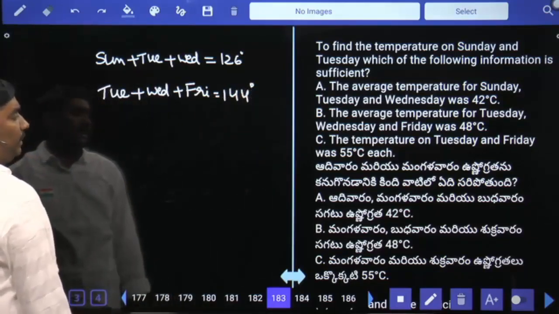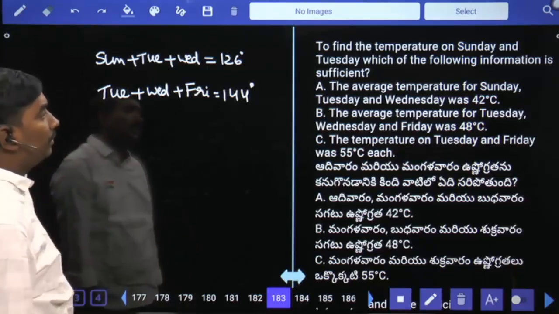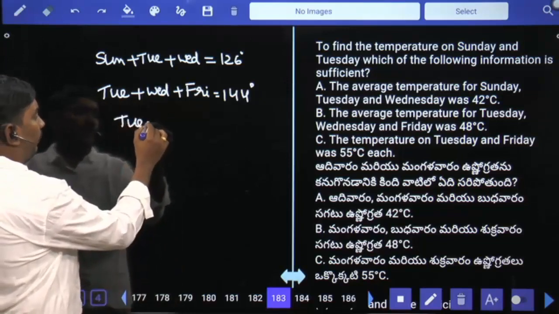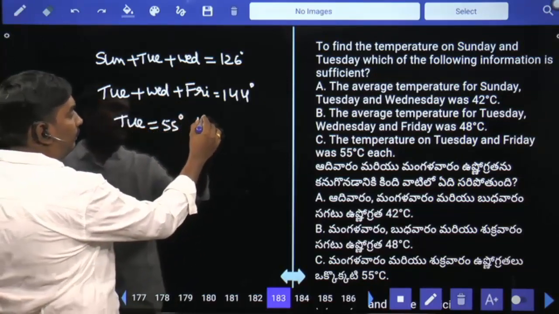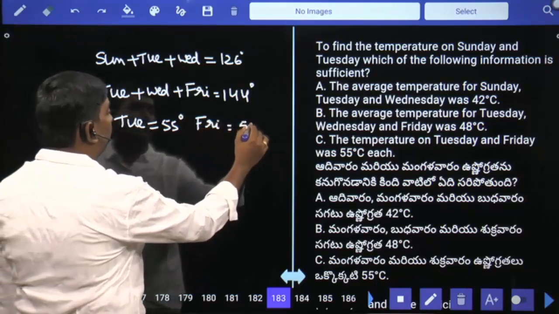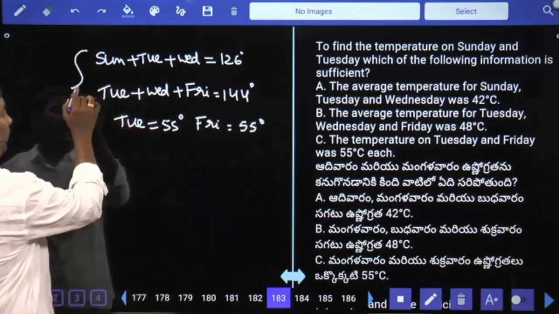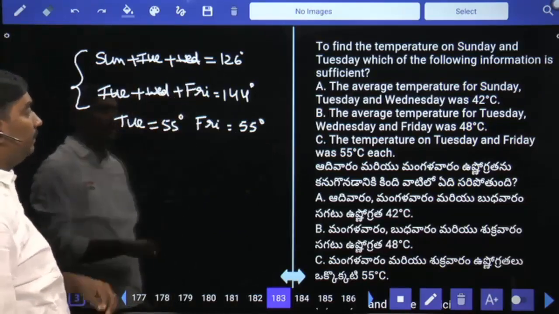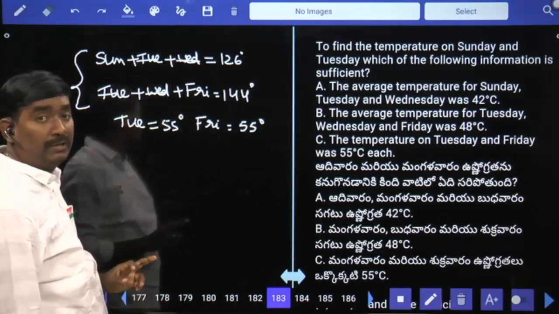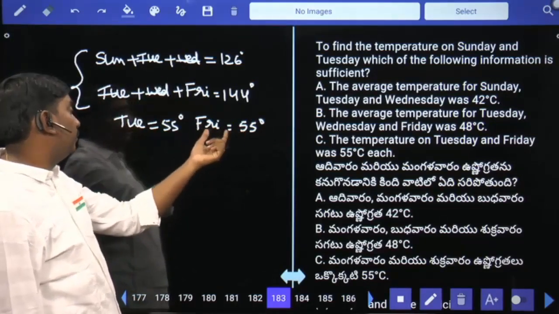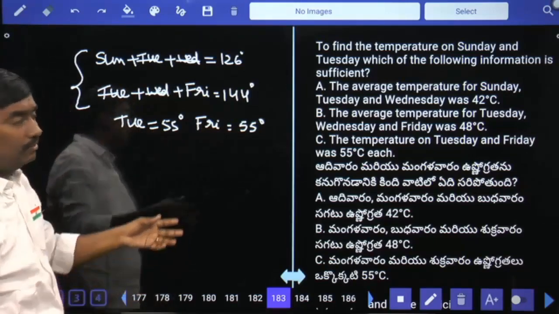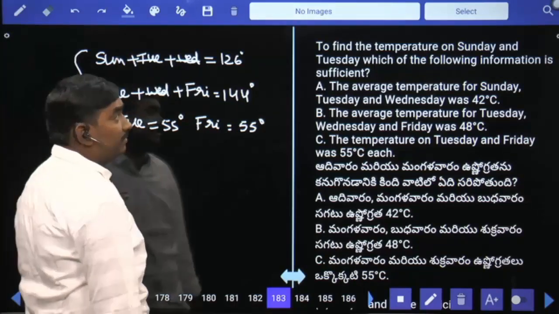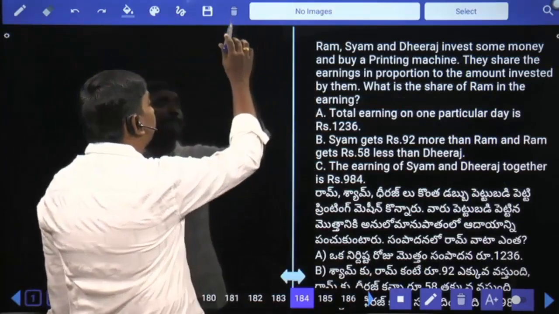Temperature on Tuesday and Friday was 55 degrees each. The question is about Sunday and Tuesday. Temperature on Tuesday is 55 degrees, on Friday also 55 degrees. By combining 1 and 2, you will get Friday minus Sunday. Already from the third statement we know Friday, and from this you will get Tuesday. So all three statements are required to solve the given question.